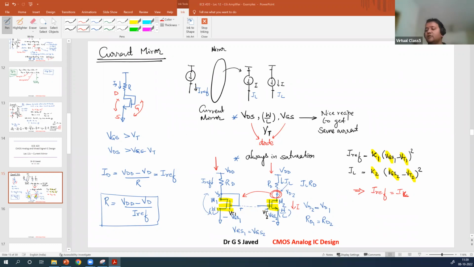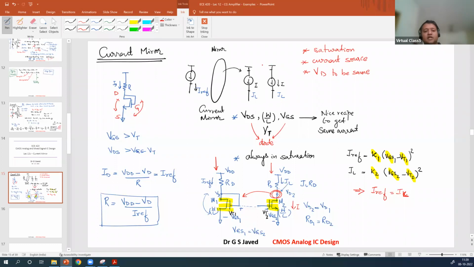So now you can replace this circuit as a current source as long as, what are the conditions? They are maintained to be in saturation. The device can work as a constant current source, and you expect the drain voltages to be the same.